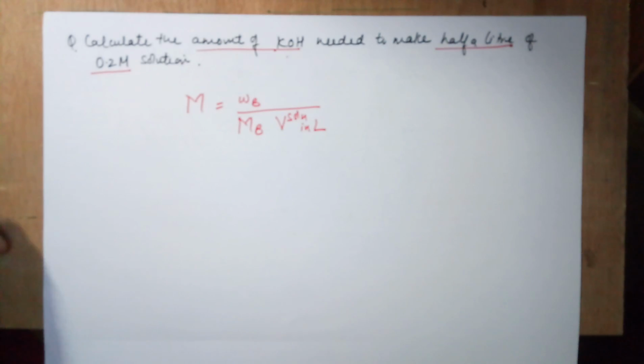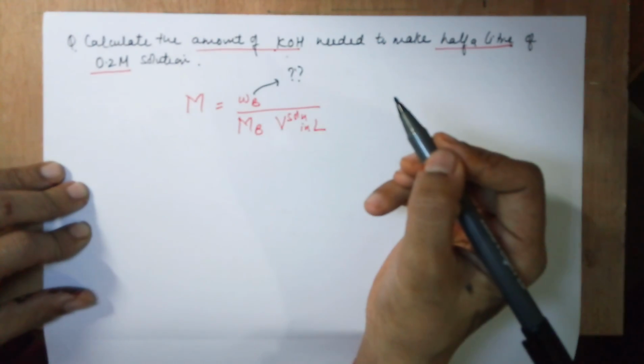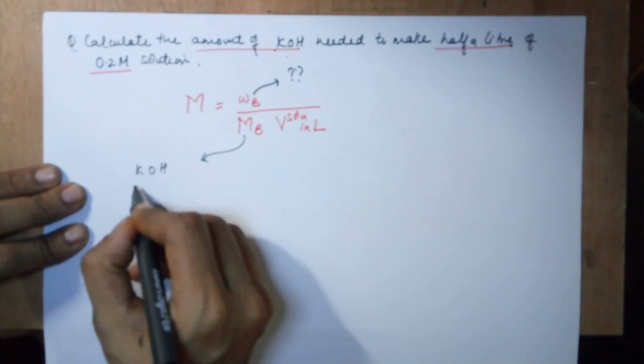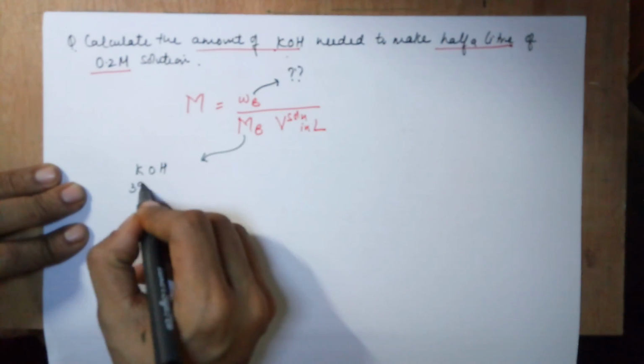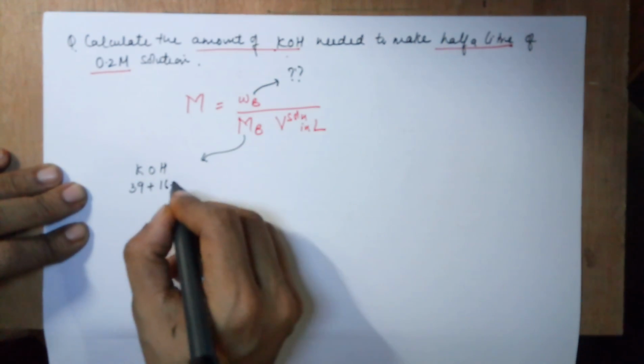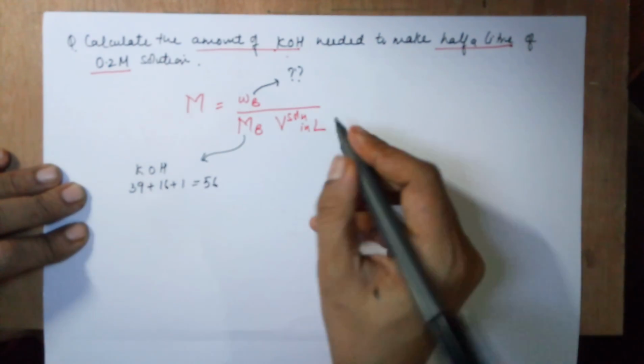Let us put the values as per the question. What is the weight of the solute? You need to calculate that. So this becomes your question. How much is the molar mass? For this, KOH, potassium given is 39. Should be given in the question. Oxygen 16, I prefer that you should know it. Hydrogen is 1. This value comes out to be 56.